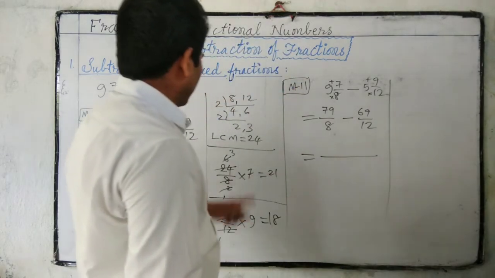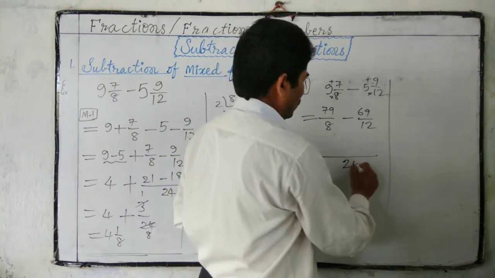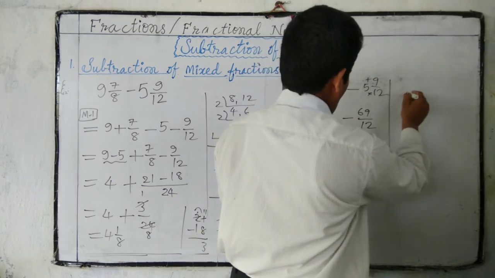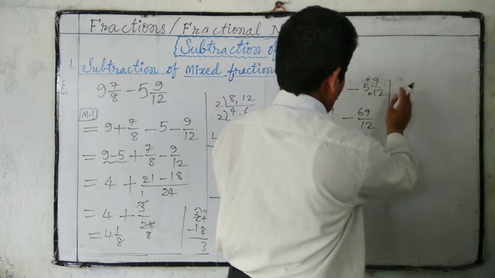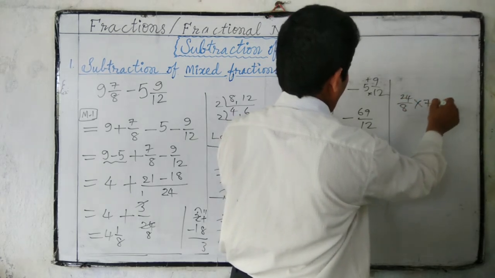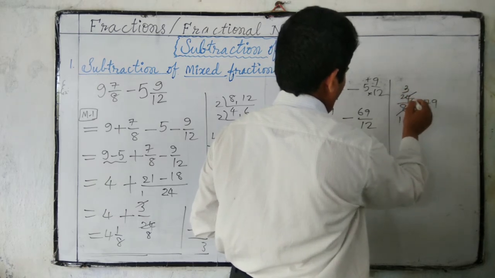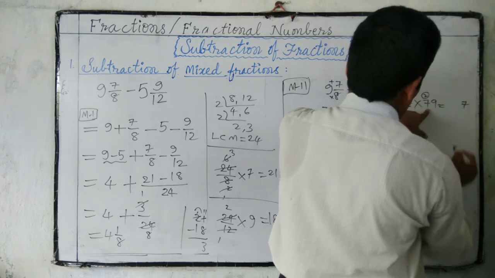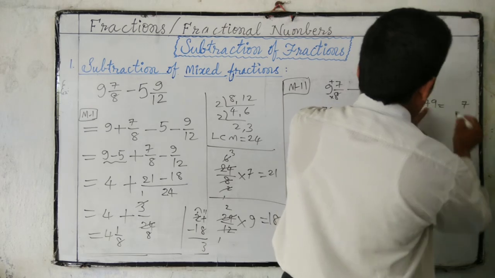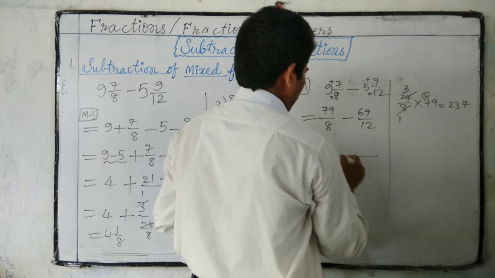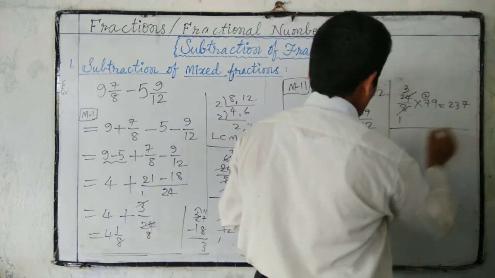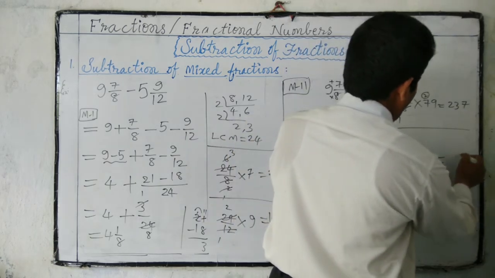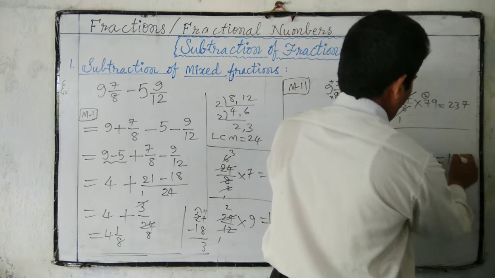The LCM of these numbers, 8 and 12, we already found: 24. Divide this LCM by the denominator of the first fraction: 24 divided by 8, into 79. 8 threes are 24, 3 nines are 27, 3 sevens are 21, so 237. Then 24 divided by 12, into 69. 12 twos are 24, 2 nines are 18, 2 sixes are 12, 138.